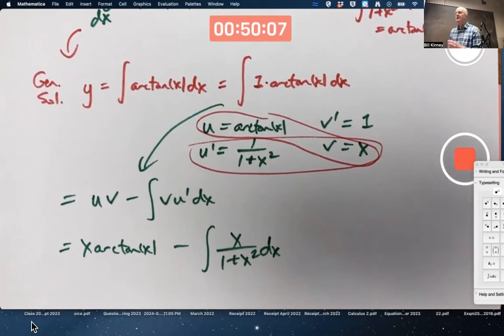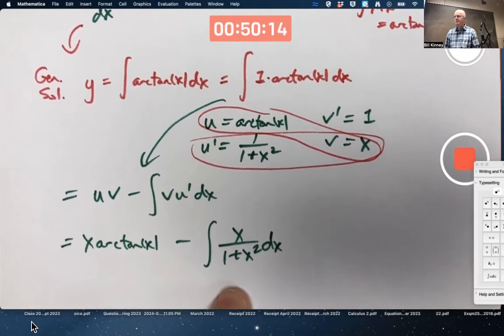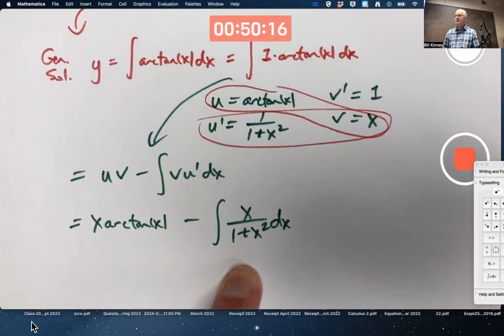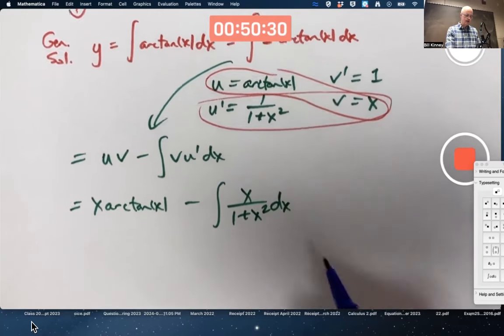You're always hoping that when you apply integration by parts, you get a new integral that's easier to do. Is this easier to do? It doesn't look super simple. It is easier. In fact, it could be done by guessing if you're experienced enough. But most of you are not experienced enough to know how to guess here.